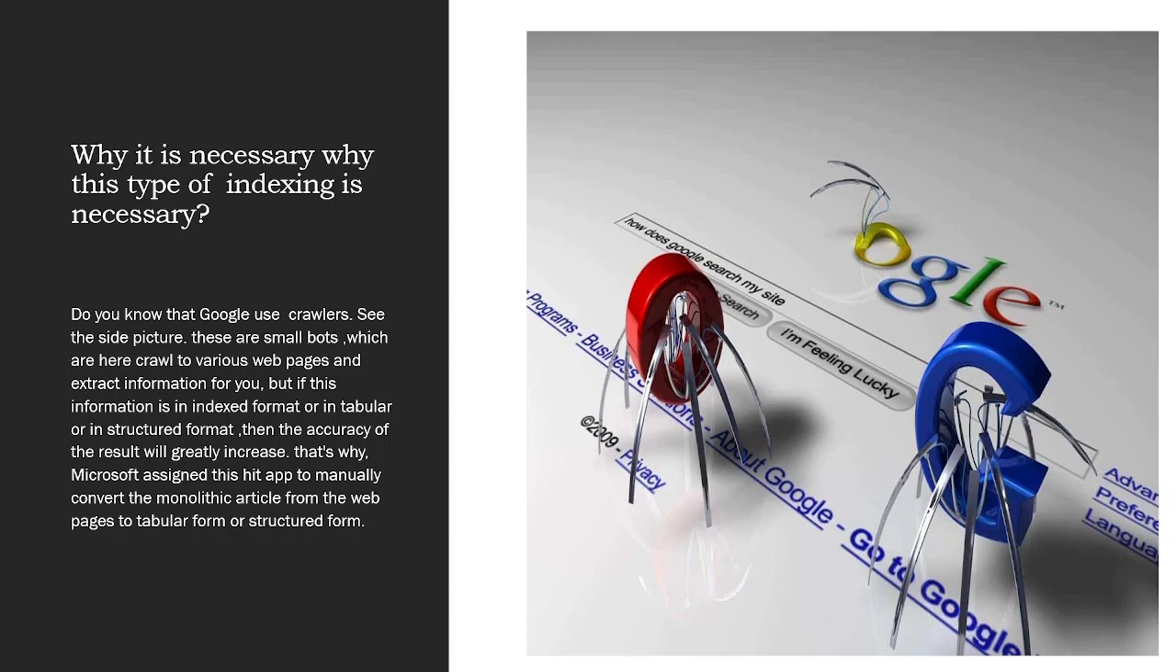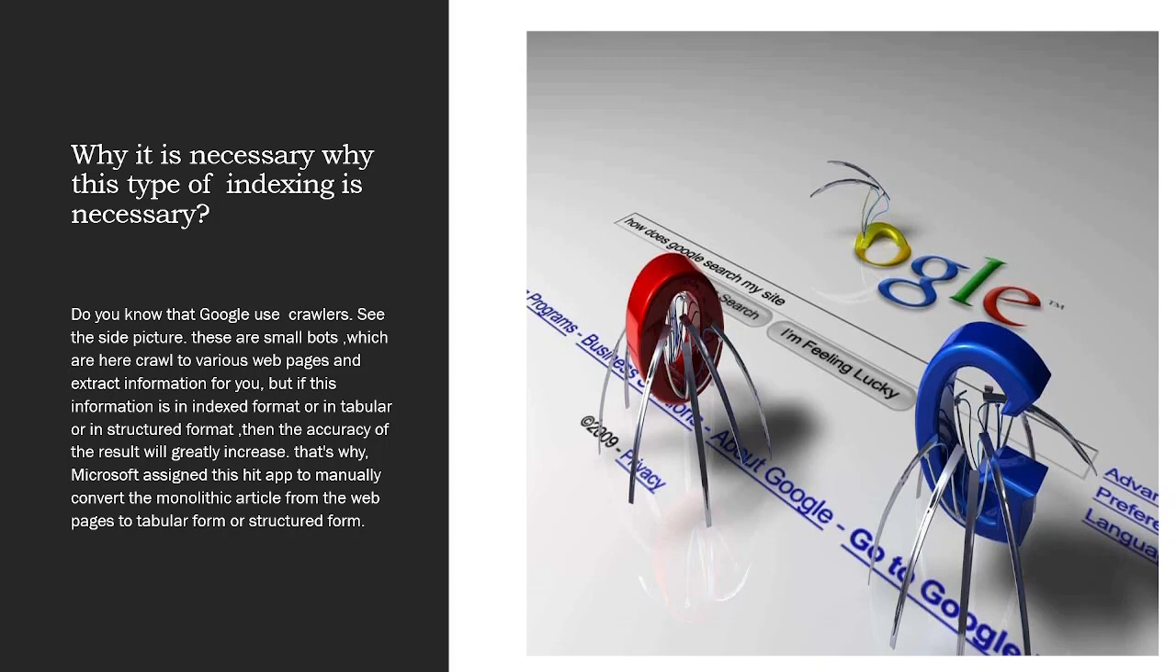Now the second question is why this type of indexing is necessary. Indexing means to convert the unstructured web pages into a structured format or a tabular format. So this is a picture of a Google crawler. It is an artistic expression of a Google crawler. It is not like that. Something looks weird, isn't it? Some kind of spider or insect crawling over this web page of Google.